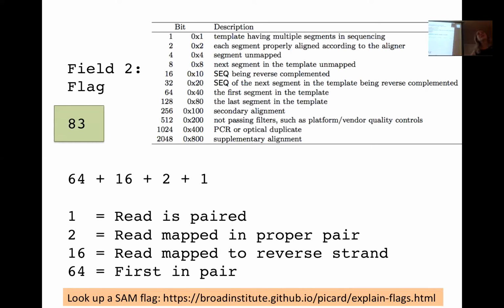There is a calculator online where you just type in your number and it tells you all the flags that it corresponds to, because this is actually kind of a pain to figure out as a human. Super great for computers, not so great if you're a person. It's not often that I'm trying to figure out a single read, but if you ever need to, you can. Here's the explain flags.html page. You just type in the number and it tells you all the ones and zeros and what they mean.